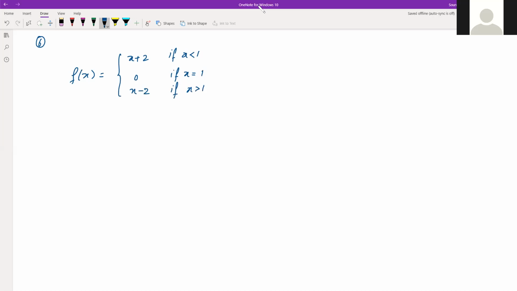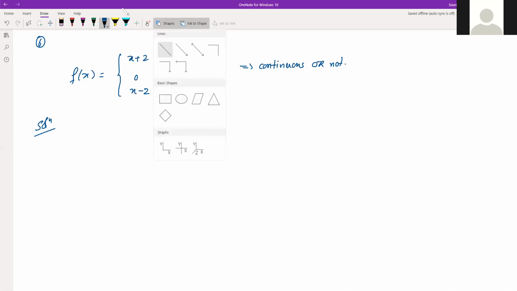So in this, again, we have to find whether it is continuous or not. Even in this question, in the definition itself, there is a point x equals 1. Before x equals 1, it is a polynomial x plus 2. After x equals 1 also, it is a polynomial x minus 2. But only at x equals 1, it takes a separate value, that is 0. So if I have to draw the graph for this function, right?